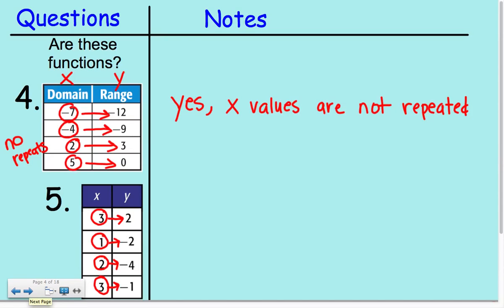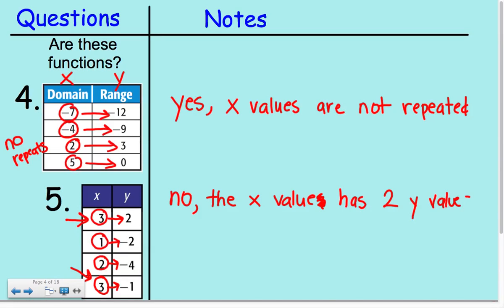Now you have to ask yourself, are any of my x values repeated? And you'll notice, yes. The 3 here and the 3 here is repeated. The rule with a function is you cannot have the same x value go to 2 different y values. So 3 can't be paired with 2 and also paired with -1. So I'm going to say no. The x value has 2 y values. So 3 cannot be paired with 2 and -1.